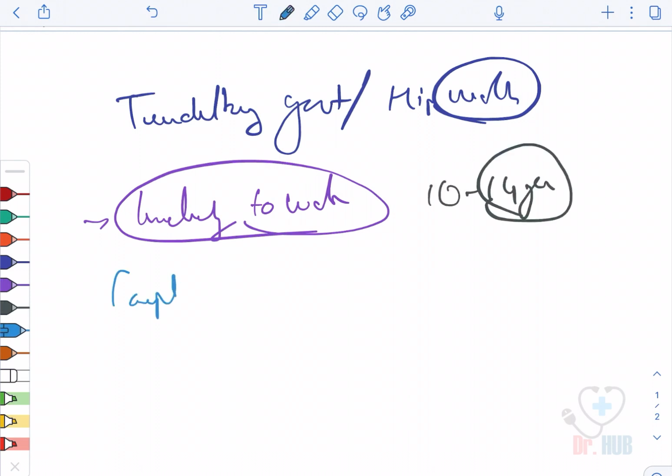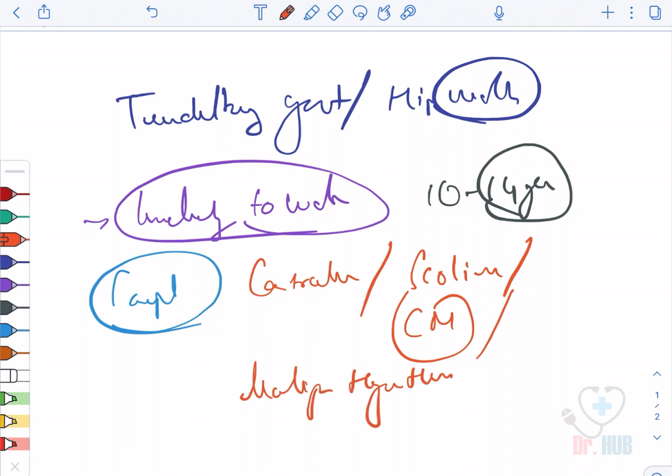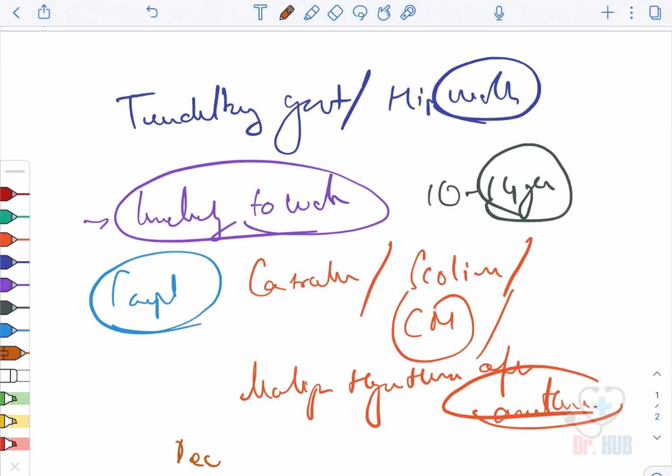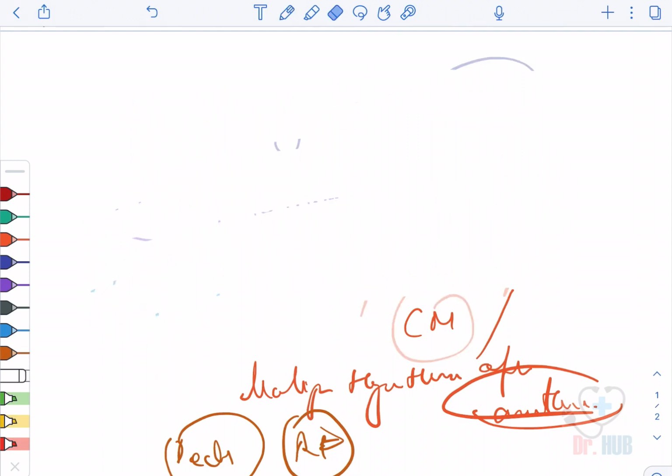Next, the complications include contractures, scoliosis, cardiomyopathy, as well as malignant hyperthermia after anesthesia. Death occurs by the third decade of life due to respiratory failure. In Duchenne muscular dystrophy patients, by the third decade, respiratory failure mostly occurs.